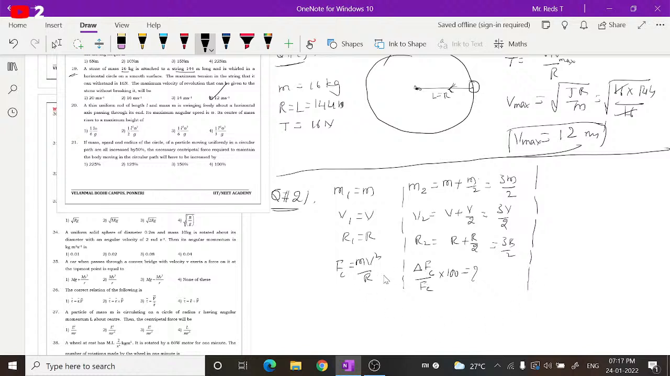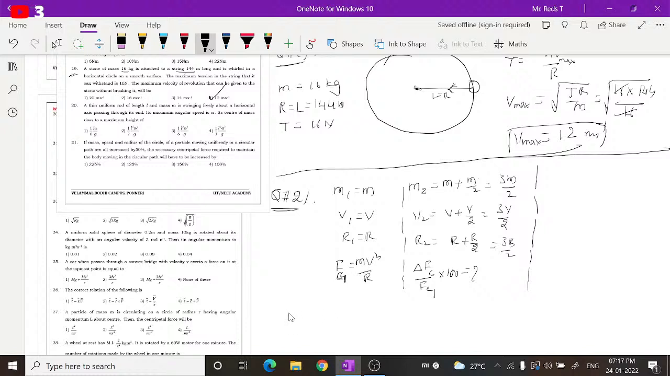How can you work this out? This is Fc1, the initial one. So the final one is what? If you take delta Fc, you can take it as Fc2 minus Fc1 by Fc1. So what is Fc1? This is Fc1. And what is Fc2? In this case, we have to find Fc2.